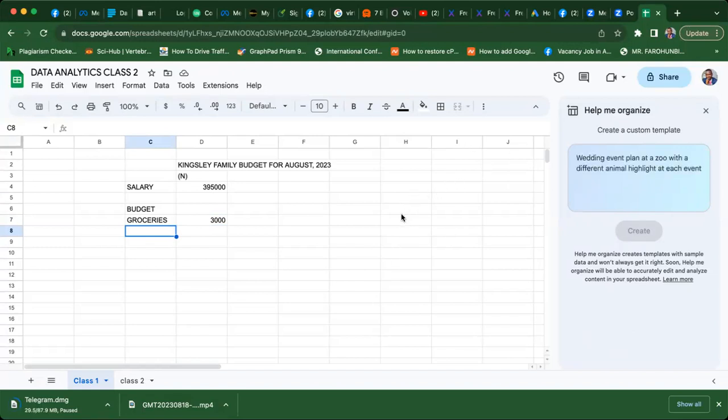All right, Kemi Sola. Transportation. What do you think the family will spend on transportation? The current economy will be about 50,000. 50,000. Thank you.